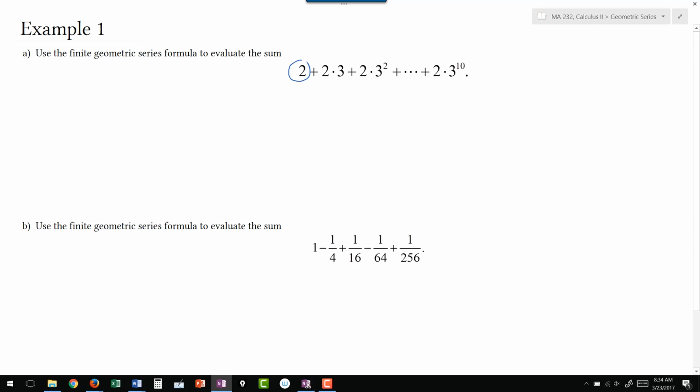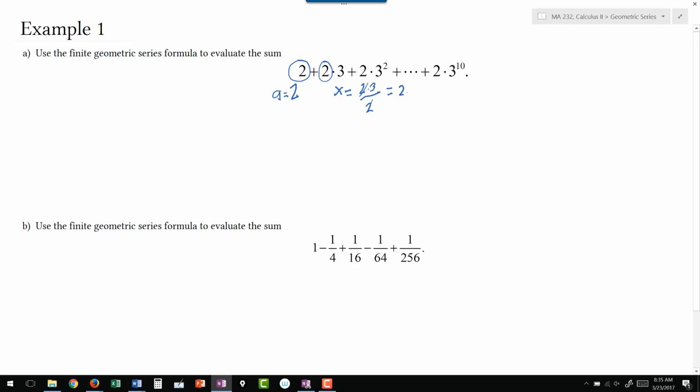In our first example, we're using the finite geometric series formula to evaluate a sum. And in many of these, the hard part is recognizing what the a and the x should be. Once we know those, along with the n, we can use the formula. Here we notice that the a is equal to 2. It's the first term in the series.